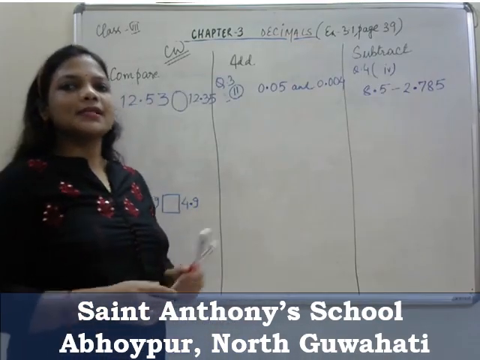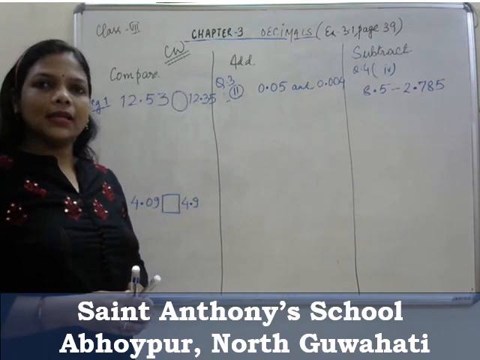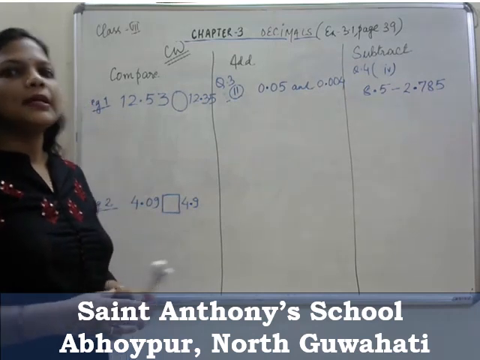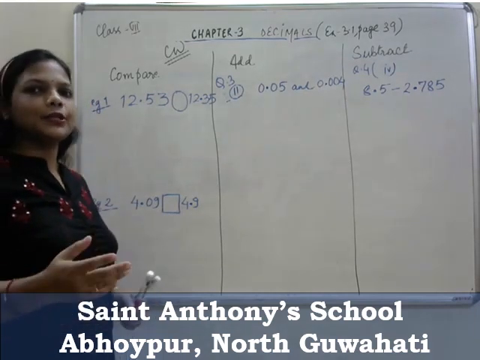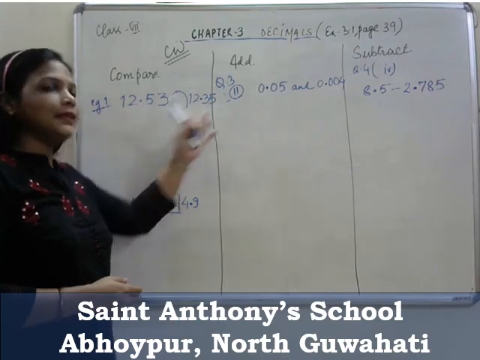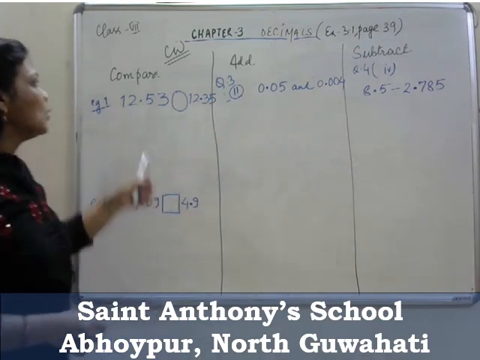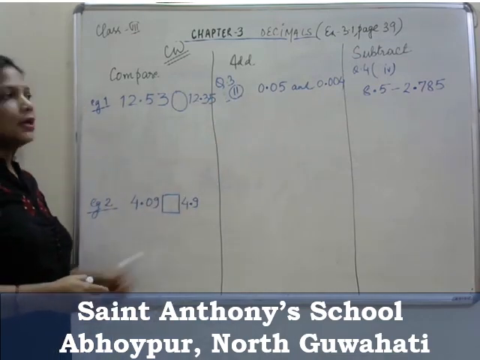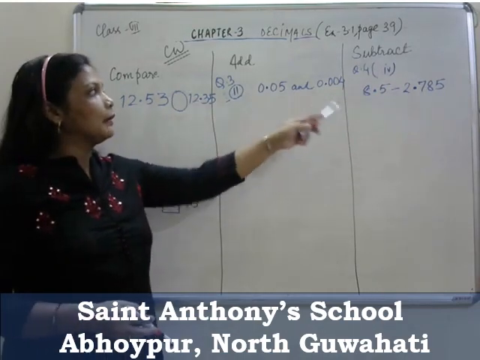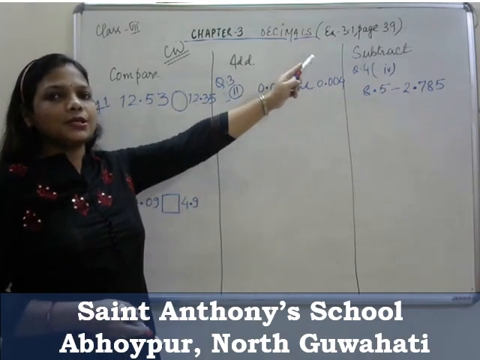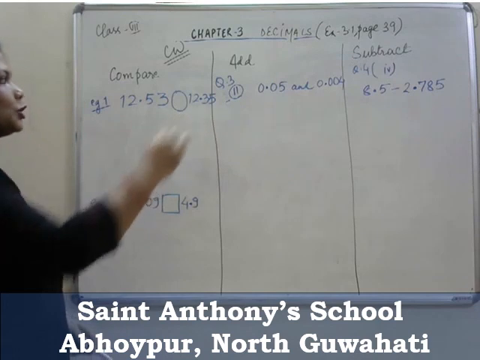So just now we discussed conversion of unlike decimals to like decimals. Let us see some examples. As I told, they help in comparison, addition and subtraction. So I am taking one example. See, these are the questions. They are taken from your exercise only, exercise 3.1 on page number 39.